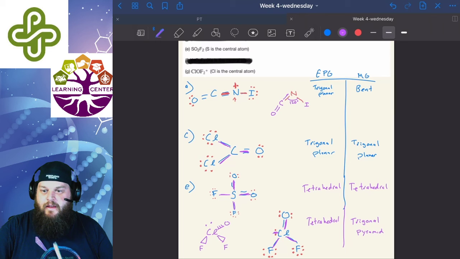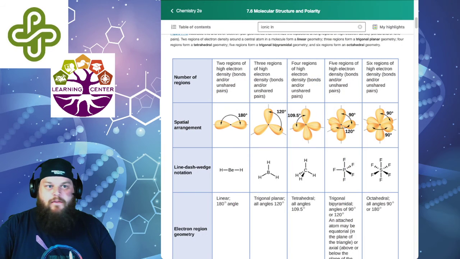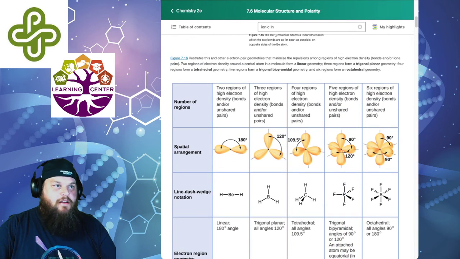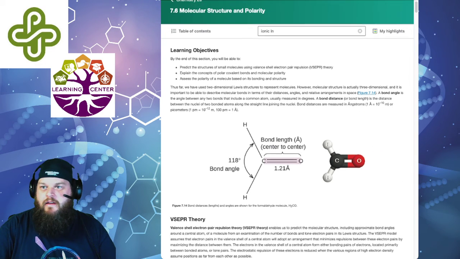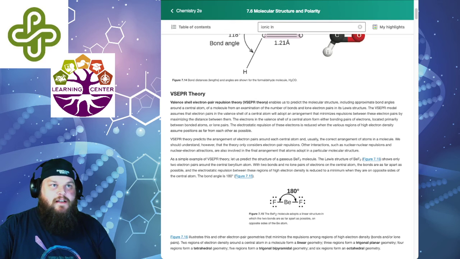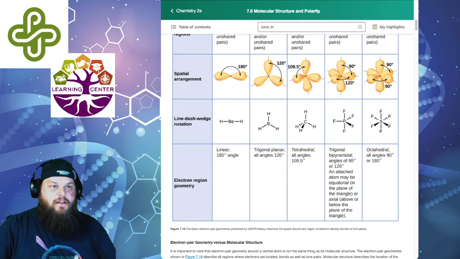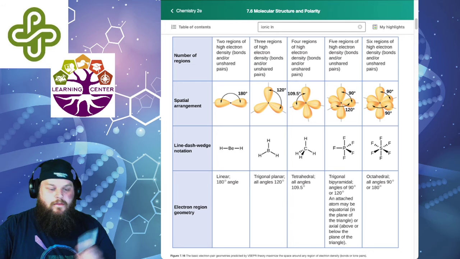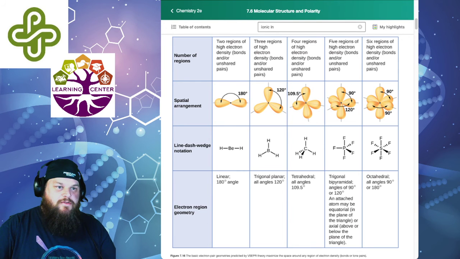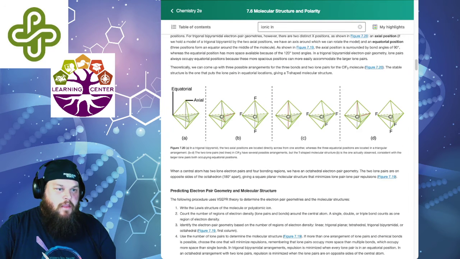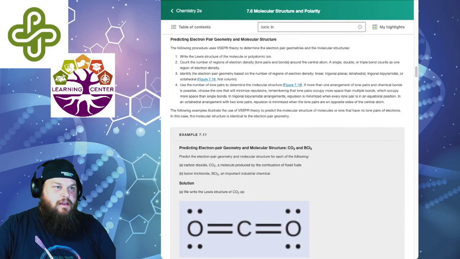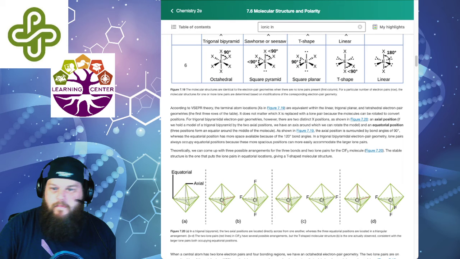If you have any questions or you run into something you don't know, definitely check out these tables in the textbook here. These are in 7.6, molecular structure and polarity. I just got this off the OpenStax website here. This one talks about the electron pair geometry, and then there's one a little bit lower that talks more about the molecular geometry as well. You can see some of the shapes that they have in there. They have some pretty cool diagrams of things and a lot of explanations and examples.